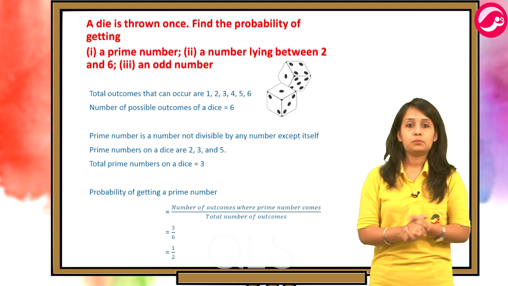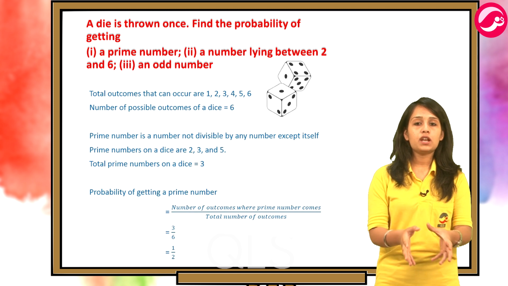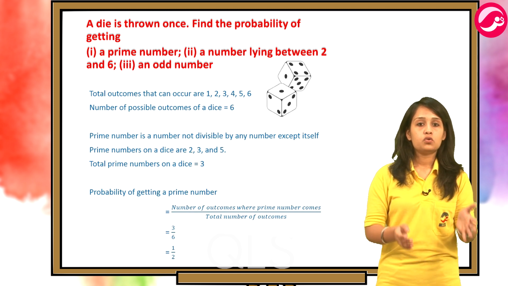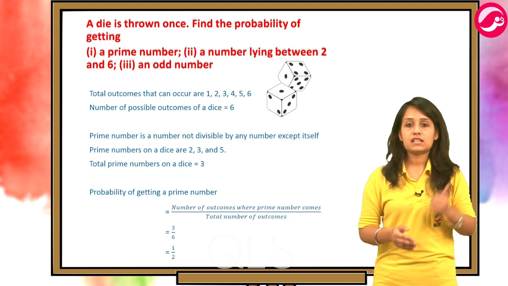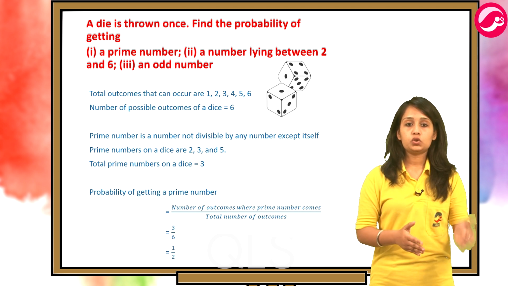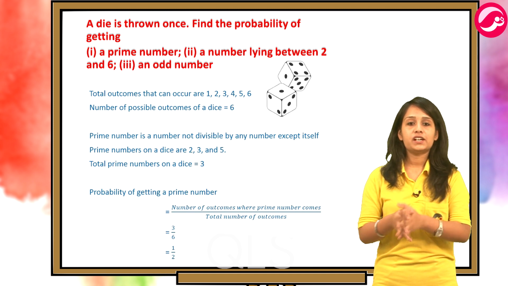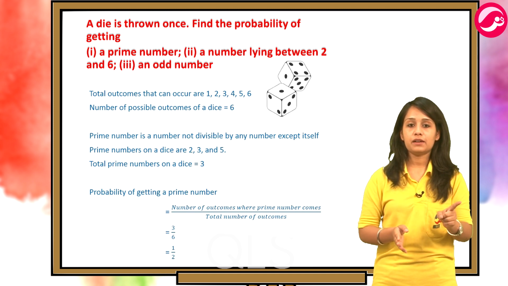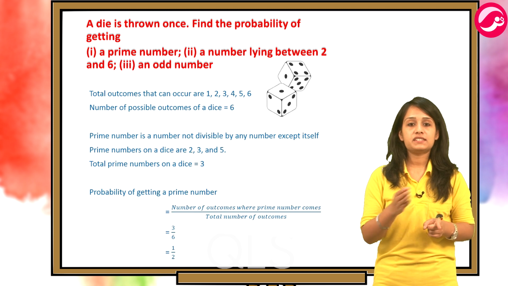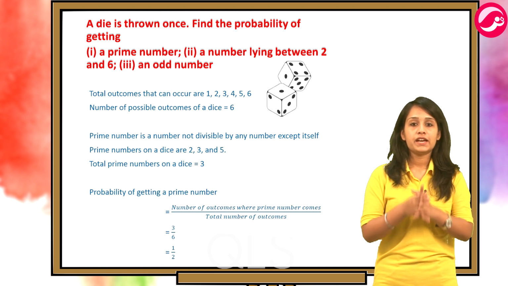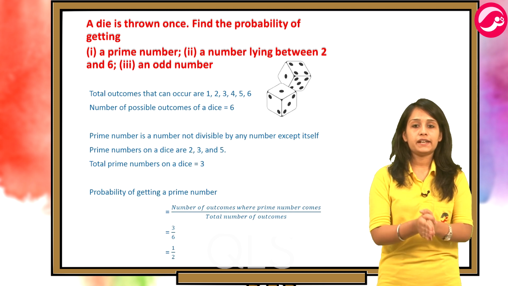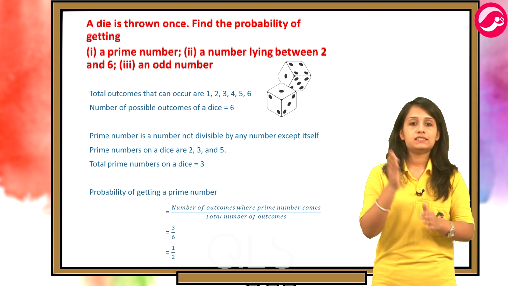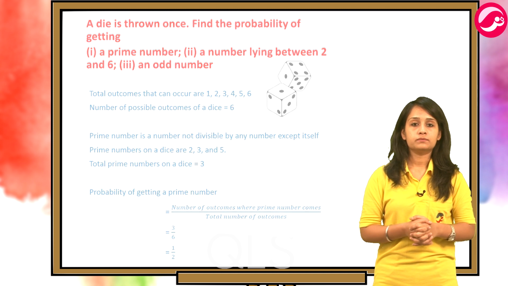Now what are prime numbers? A prime number is a whole number greater than 1 whose only factors are 1 and itself. Now out of these 6 numbers, the prime numbers are 2, 3 and 5, because the only factors of 2, 3 and 5 are 1 and the numbers themselves. Remember that 1 is not a prime number. So the probability of getting a prime number on the dice will be 3 by 6, that is 1 by 2.